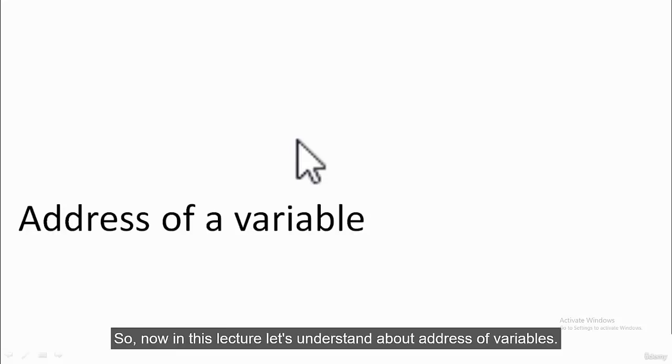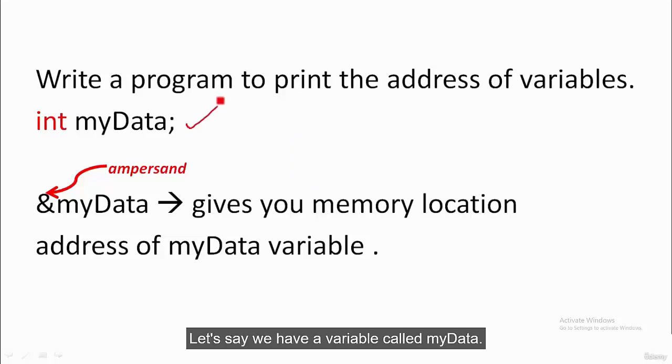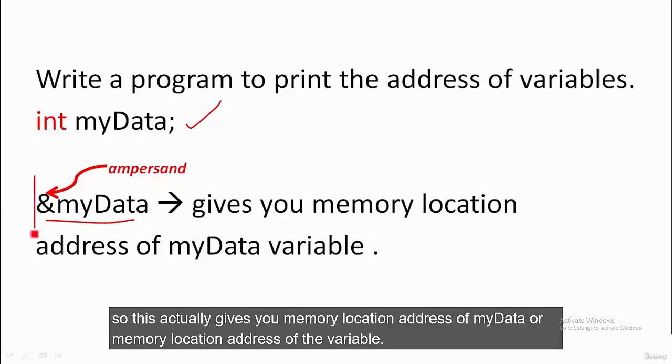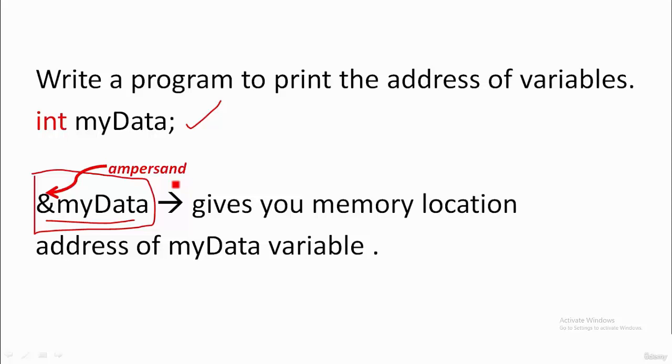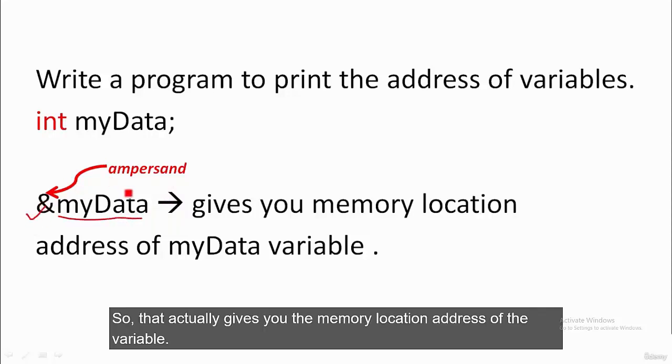So now in this lecture, let's understand about address of variables. Let's write a program to print the address of variables. Let's say we have a variable called my data. Now if you write ampersand my data, this actually gives you the memory location address of my data, or the memory location address of the variable. All you need to do is use the ampersand sign in front of the variable name. That actually gives you the memory location address of the variable.